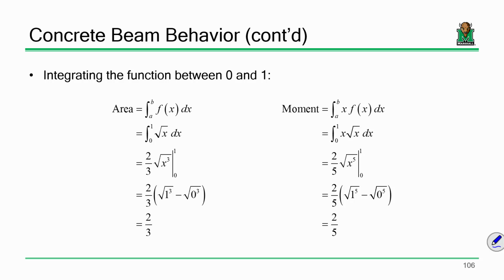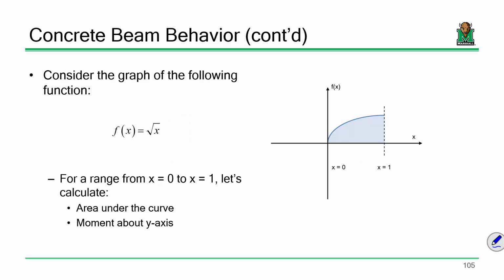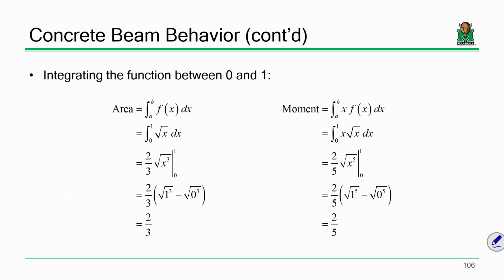If we want to calculate the moment, we do the same thing, but our integral has to incorporate a distance. So we include x. We do the same thing, okay? Integrate with respect to x, and we get 2/5, okay? So I propose to you that this curve has an area of 2/3, and then about the y-axis, it generates a moment of 2/5. Is everybody okay with that? You trust me with that?